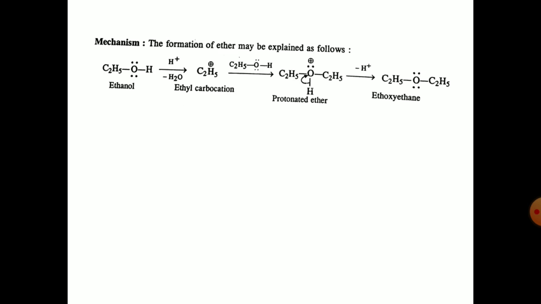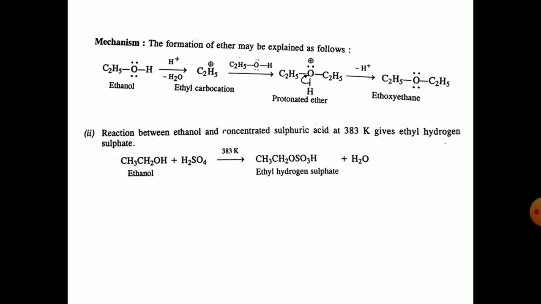This mechanism is also given. The ethanol which we have taken here takes an H+ ion from the acid and forms a carbocation. So the ethyl carbocation is produced. That ethyl carbocation again reacts with another alcohol molecule. So the protonated ether is formed in the third step, and that will lose another hydrogen ion, or a proton, to give diethyl ether or ethoxyethane.